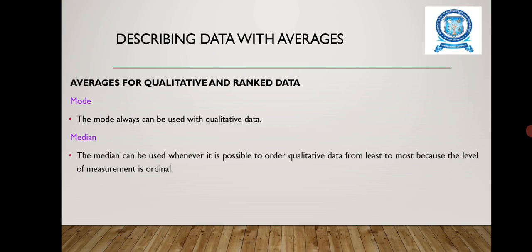Averages for qualitative and ranked data. Mode can always be used with qualitative data, and the median can be used whenever it is possible to order qualitative data from least to most, because the level of measurement is ordinal.